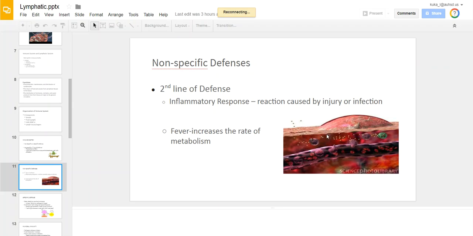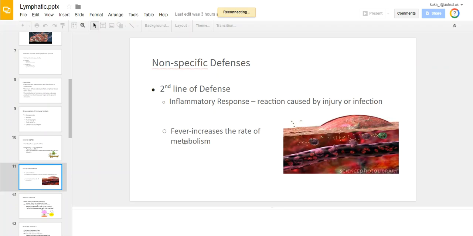Then it could be your body is sending in as many white blood cells, part of your immune system, and extra fluid to help heal the infection or the injury as soon as possible.